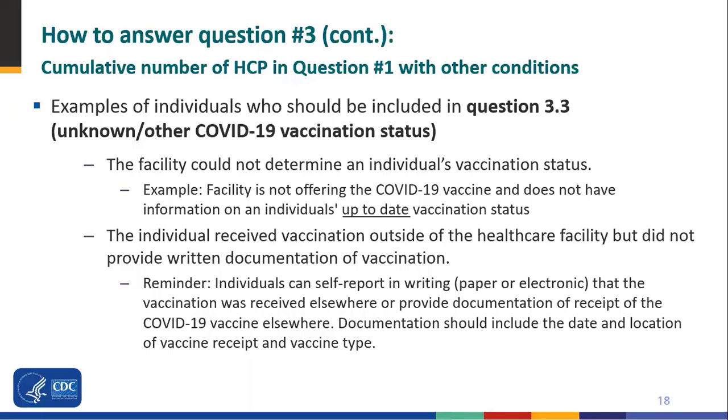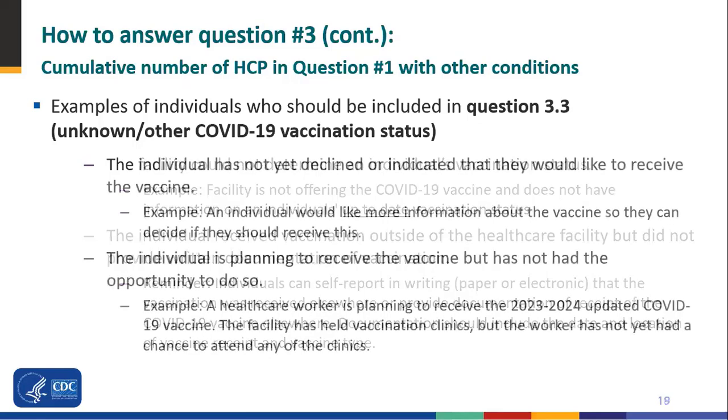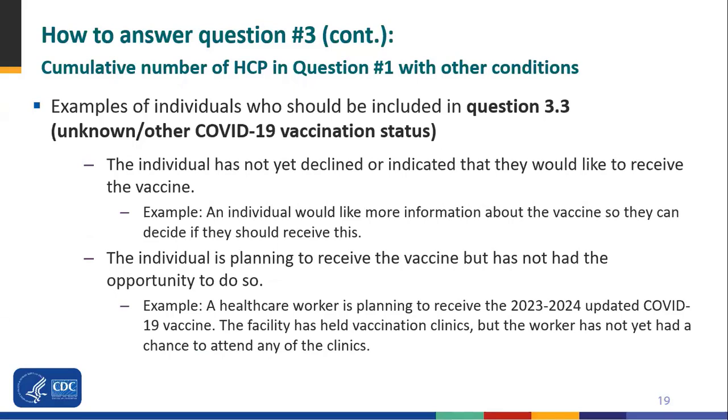As a reminder, please note that individuals can self-report in writing that vaccination was received elsewhere or provide documentation of receipt of the vaccine. Documentation should include the date and location of where the vaccine was received and the vaccine type. Individuals who have not yet declined or indicated that they would like to receive the vaccine are also counted in question 3.3.